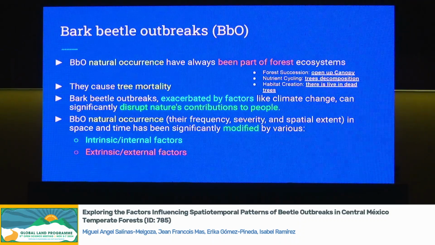Tree mortality mainly contributes to forest succession. Also, the bark beetles are great because they help pump the nutrient cycle.